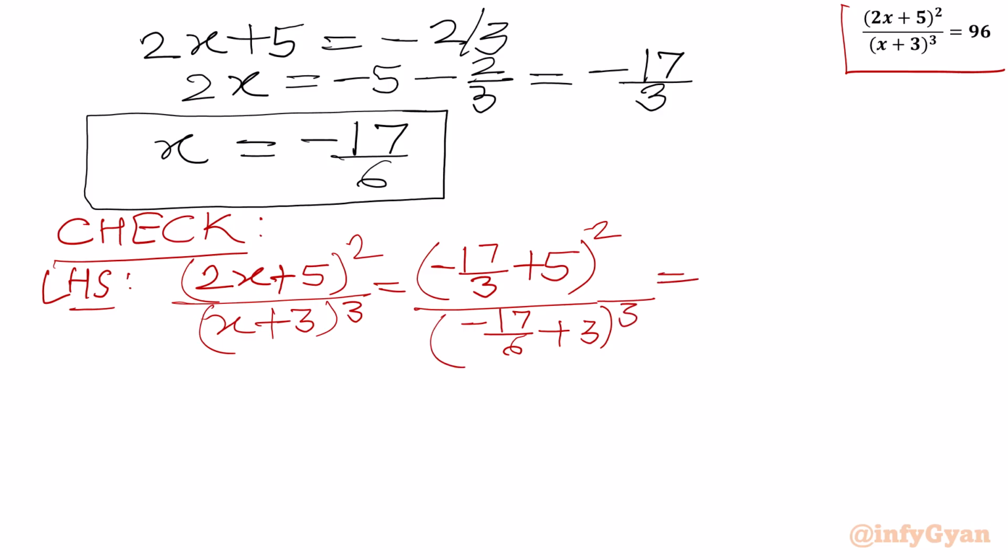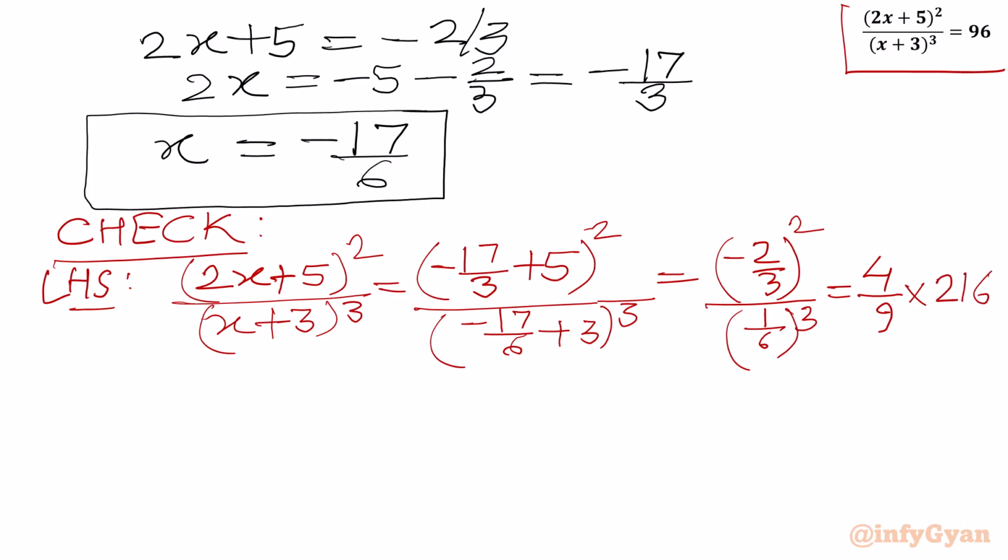Let's take LCM. So (minus 17 plus 15) minus 2 over 3 whole square will be numerator, and (minus 17 plus 18) 1 over 6 whole cube will be denominator. So we can write minus square is plus, so 4 over 9, and this will get reciprocal. Denominator 1 over 6 whole cube, we can write 216. This is 6 cube. Now we can cancel. This will come out 24. So this will give us 4 times 24, 96. This is our RHS.